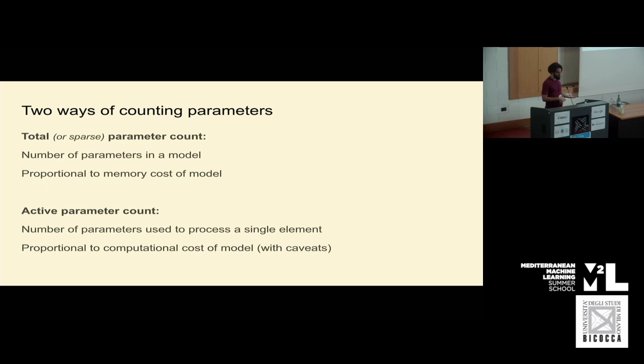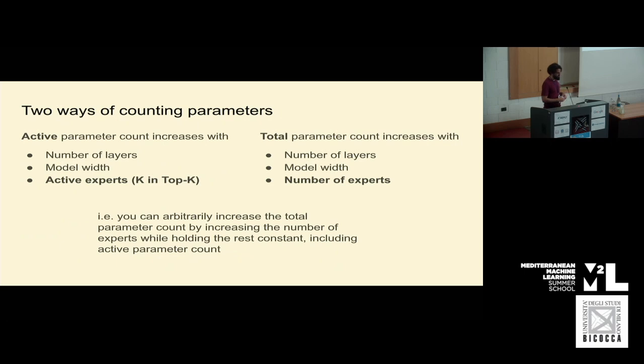And the active parameter count is the number of parameters used to process a single element. So what I said in the mixture of models was about the active parameter count, the one that was closer to 14B. And this is going to be more proportional to the computational cost of the model, but I'm going to talk a bit about that. So both parameter counts are going to increase with the number of layers and the model width.